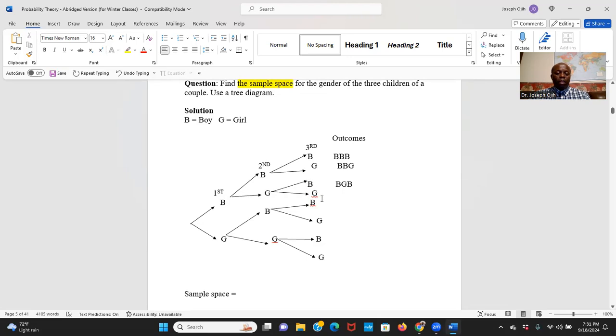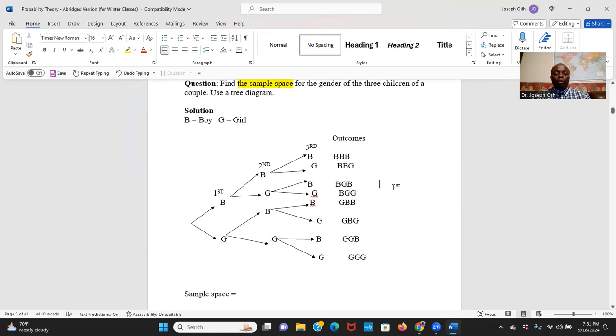Then it can be first child is a boy, second child is a girl, third child is a girl. BGG. Now, on the girl side, first child is a girl, second child is a boy, third child is a boy. GBB. Or girl, boy, and girl. GBG. Or first child is a girl, second child is a girl, third child is a boy. GGB. Or it can be all girls: first child girl, second child girl, third child girl.